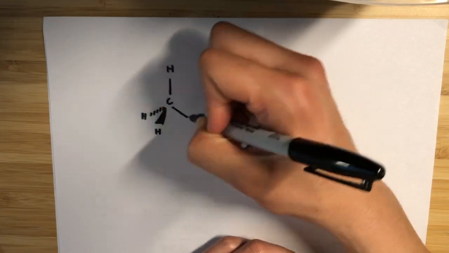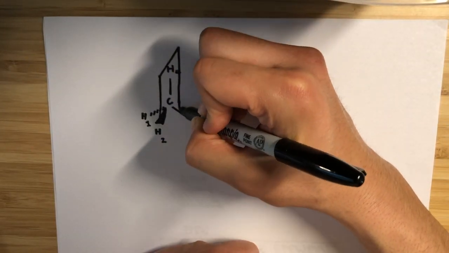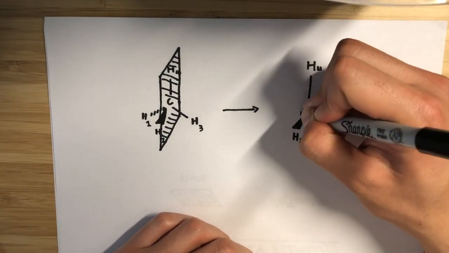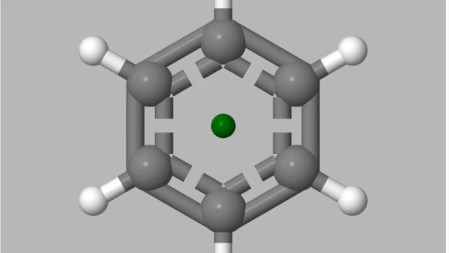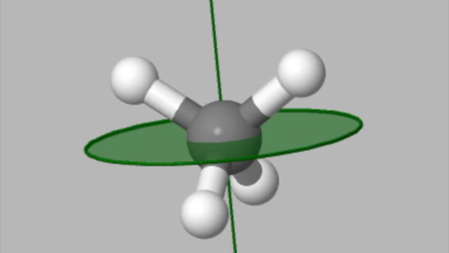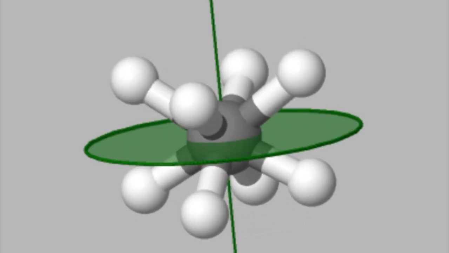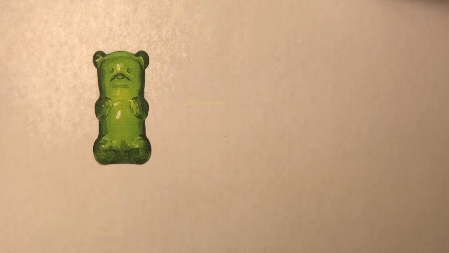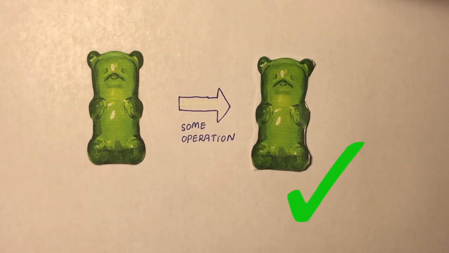To summarize, in this tutorial, we learned to visualize reflection, inversion, rotation, improper rotation, and lastly, the identity.